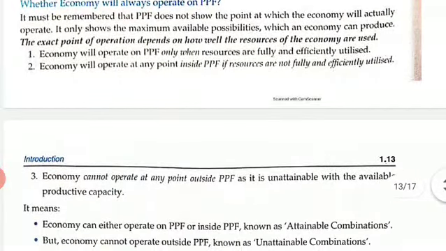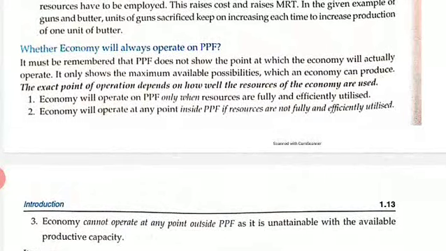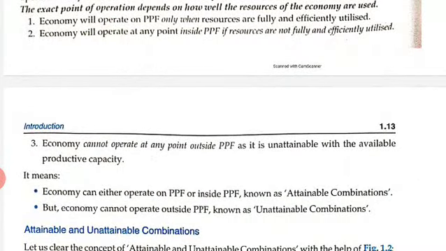Now the next important point is where the economy will operate on the PPF. It must be remembered that PPF does not show the point at which the economy will actually operate. It only shows the maximum possibility which an economy can produce. The exact point of operation depends on how well the resources of the economy are utilized. The economy will operate on the PPF only when resources are fully and efficiently utilized. The economy will operate at any point inside the PPF if resources are not fully and efficiently utilized. The economy cannot operate outside the PPF as it is unattainable with the available productive capacity.